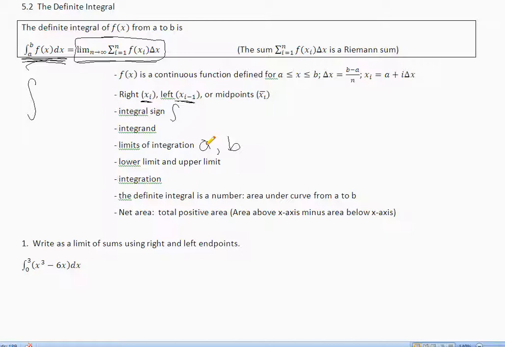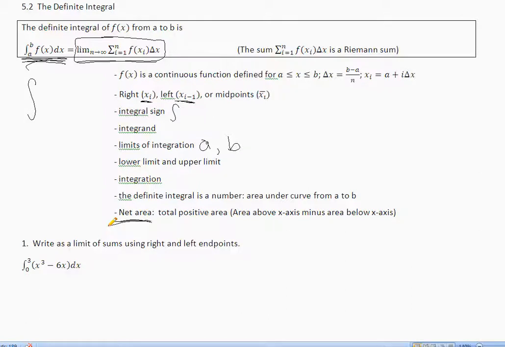The definite integral is a number. So what that stands for is like 5 or 7 or 2.3. That is the area under the curve. And remember, when we talk about area under the curve, we're talking net area, not total positive area. So it's what's above the axis minus what's below.